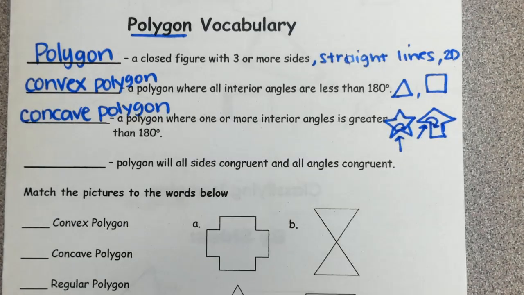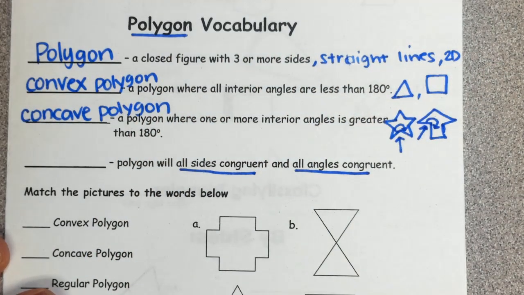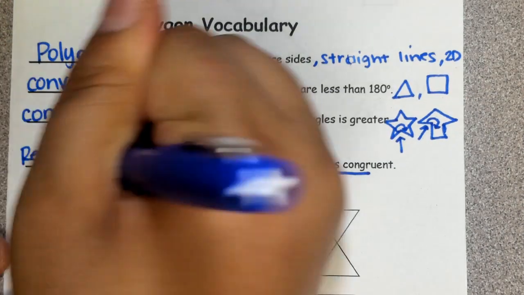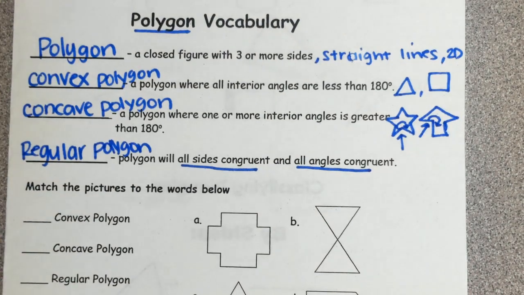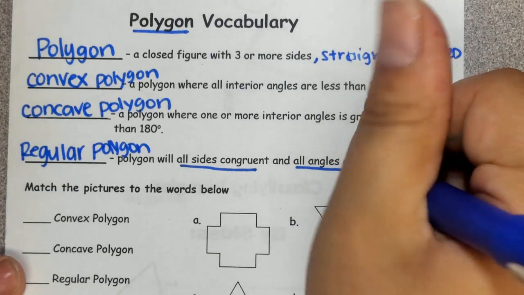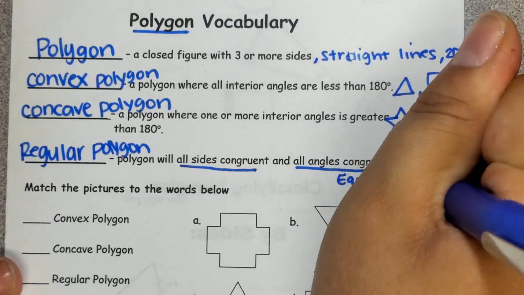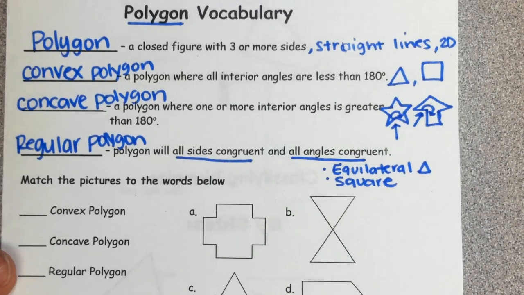Last but not least, when all my sides are the same and all my angles are the same, we call that a regular polygon. A regular polygon, all the angles and sides are the same. What's an example of a regular polygon? A square. What kind of triangle? Equilateral. An equilateral triangle or a square are perfect examples of regular polygons.